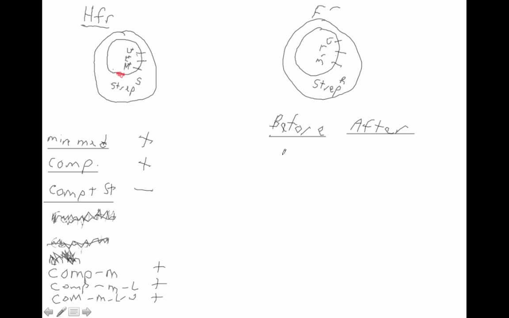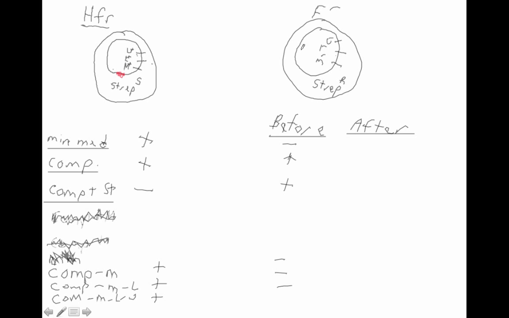Before, minimal media, this one will not grow because this cell cannot make any of these. Complete, it will grow. And complete with streptomycin, it will grow because it is resistant to streptomycin. These down here, before the conjugation, they won't grow because in each of these cases, the cell would have to have the ability to make methionine, or methionine and leucine, or methionine, leucine, and uracil. And this cell just can't do that. Now, let's have conjugation occur.